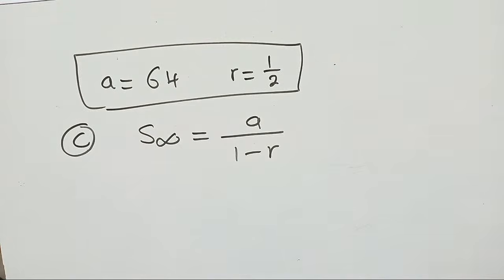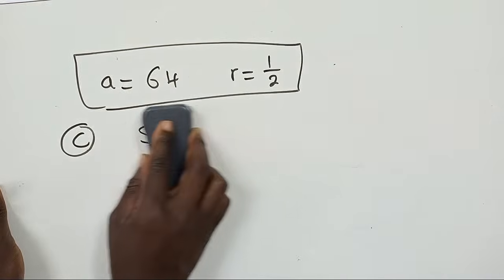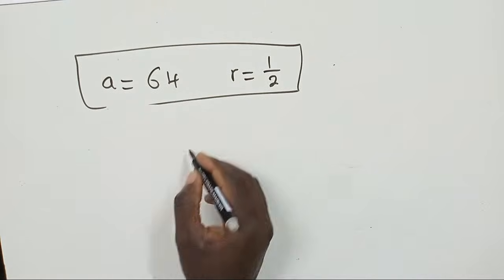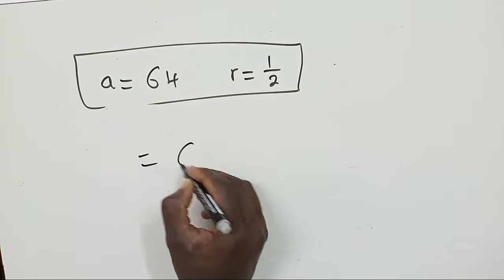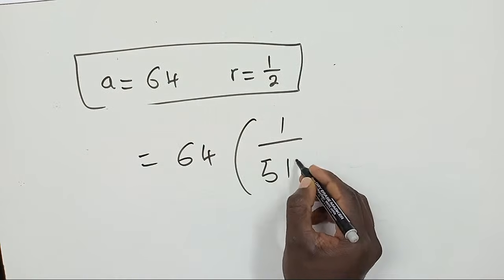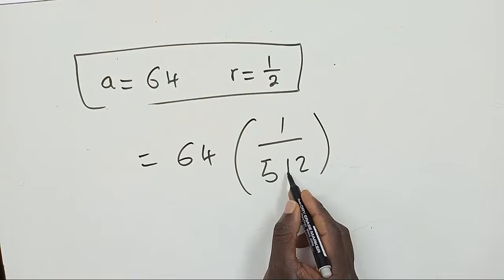Somebody has asked me how I came up with 512. Let me repeat a little bit so that we can all be at the same pace. When I was finding the 10th term, I had 64 times 1 over 512, and you're asking how I came up with this 512.